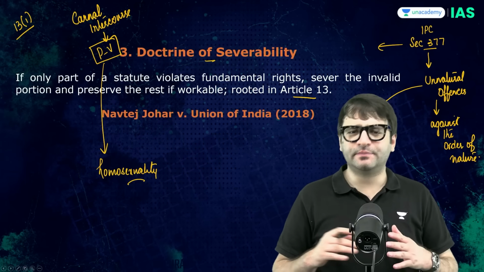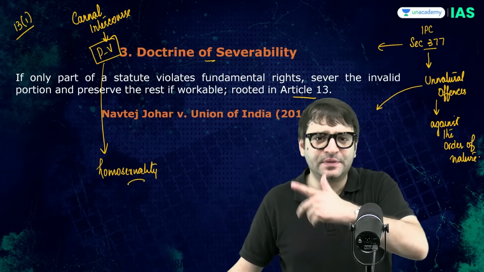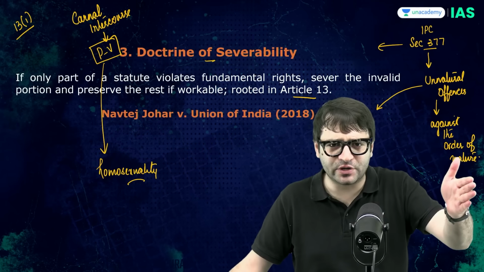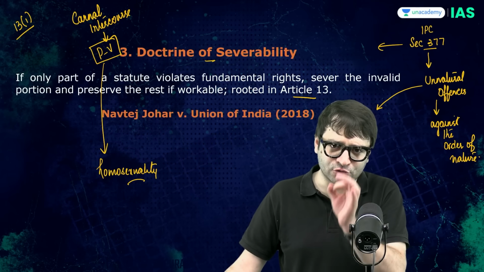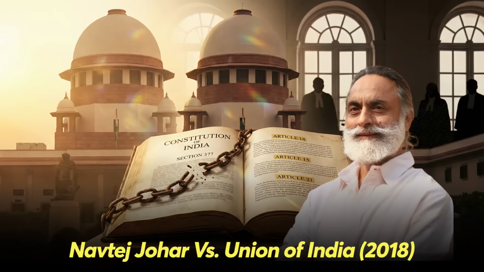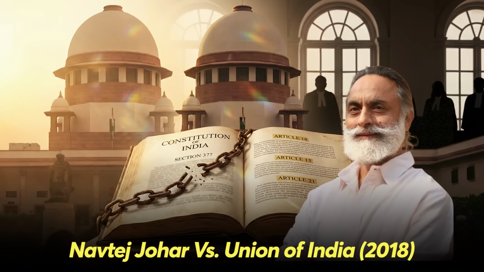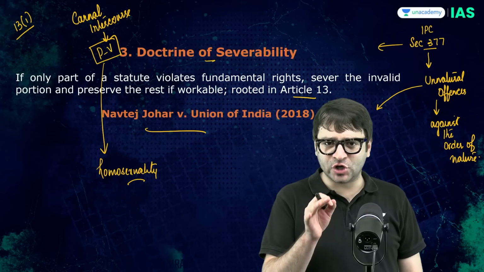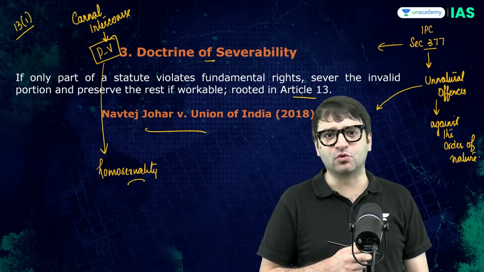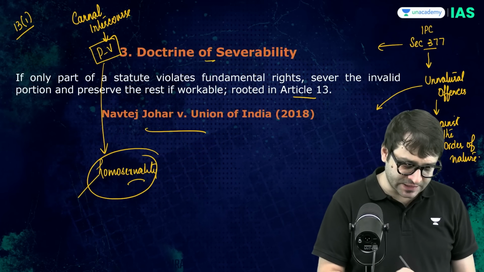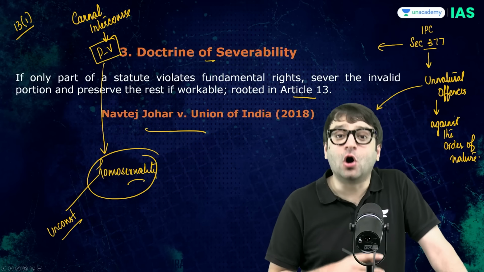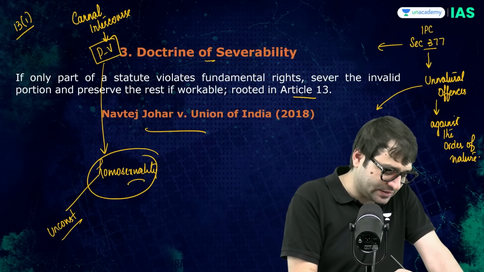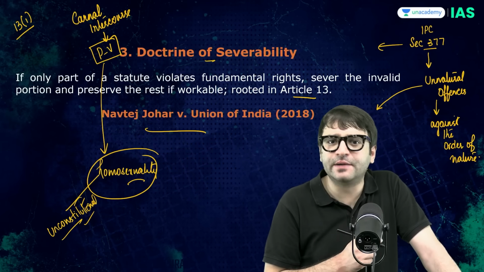The matter went to the court, and I don't have to explain the transition. For example, Naz Foundation, then the Koushal judgment, and so on and so forth. Let's stick to the final verdict. Navtej Johar v. Union of India, 2018. In this case, a five-judge constitution bench of the Supreme Court said criminalizing homosexuality is unconstitutional. Homosexuality is not a crime.